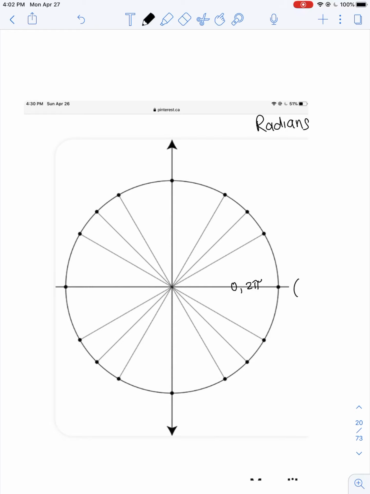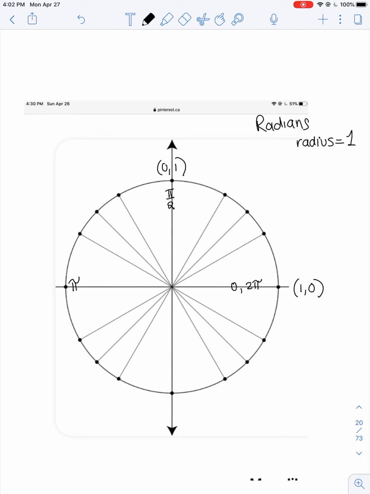At 0 radians, or 2 pi, which is also equivalent to 360 degrees, you're going to have the coordinates of 1 and 0 because the radius is 1. So that point on the unit circle where the radius is equal to 1 is going to be 1, 0. At 90 degrees, which is equivalent to pi divided by 2, that's going to be equal to 0 and 1.